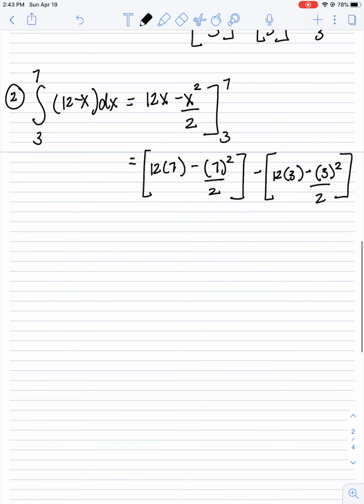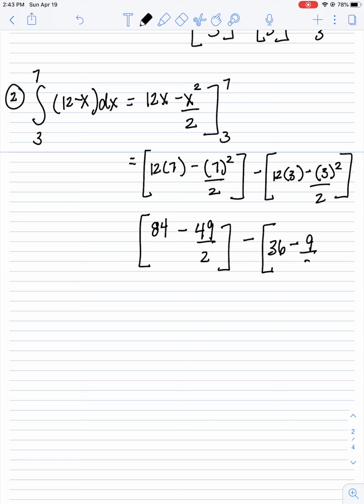Okay, so let's do it. 12 times 7 is 84. Minus 49 over 2. Minus 36, minus 9 over 2. 84 minus 49 over 2. Distribute your negative. Minus 36 plus 9 over 2. There you go.